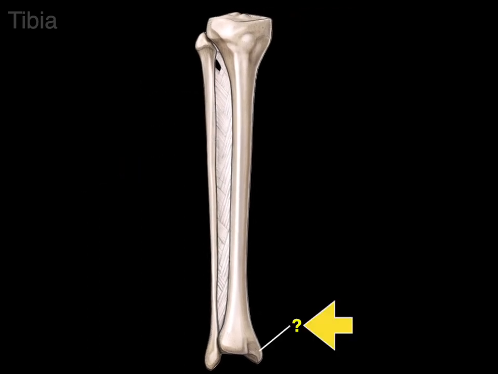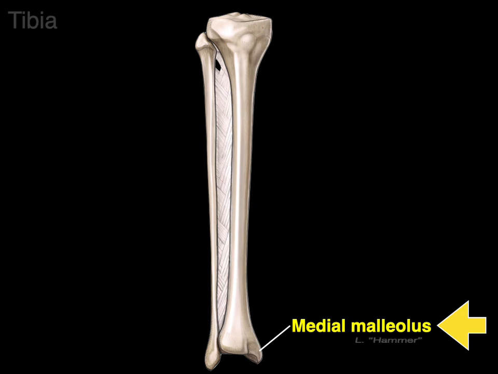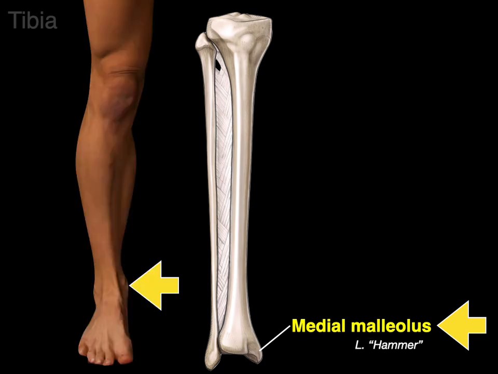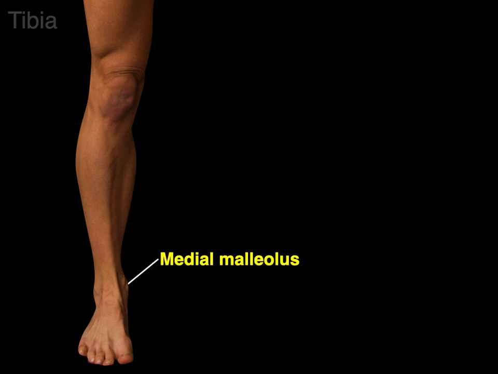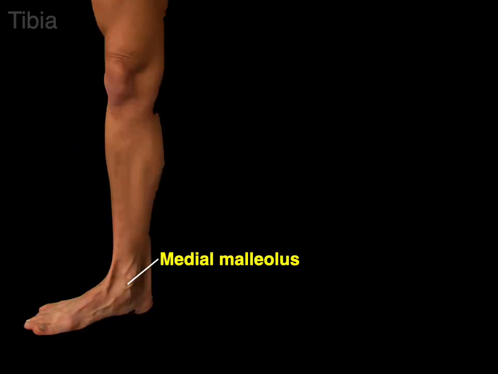And then here on the medial side of the tibia distally, it forms the medial surface of the ankle joint, this is the medial malleolus. And that word malleolus is Latin for hammer because that's what it kind of looks like. And there's the medial malleolus in surface anatomy, and we do a pivot so you can see a medial view.